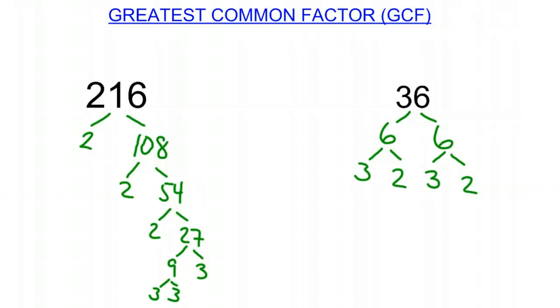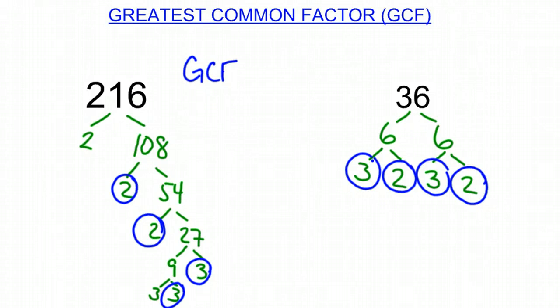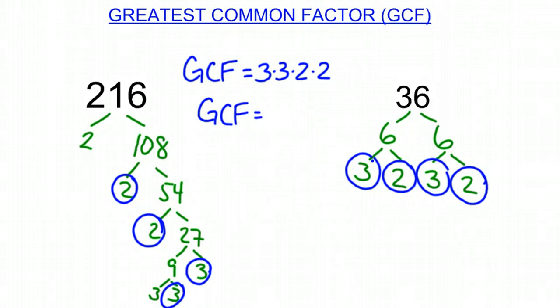Okay, so looking at this, we see that they both have a 3, they both have another 3, they both have a 2, and they both have another 2. So therefore, the greatest common factor of 216 and 36 is 3 times 3 times 2 times 2. So the greatest common factor will be 36, because 3 times 3 is 9, times 2 is 18, times 2 is 36.